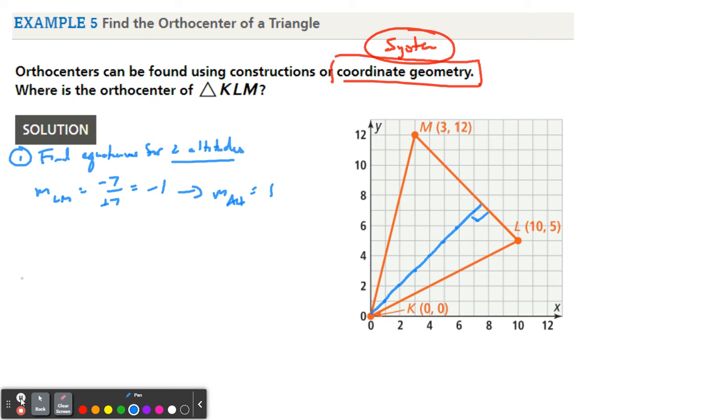So I'm going to use point slope form. So the point I know is 0, 0. And the slope is 1, right? So actually, yeah, that's fine.